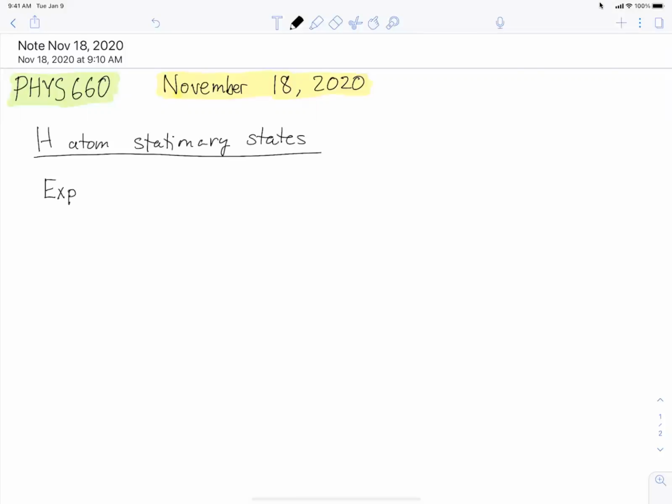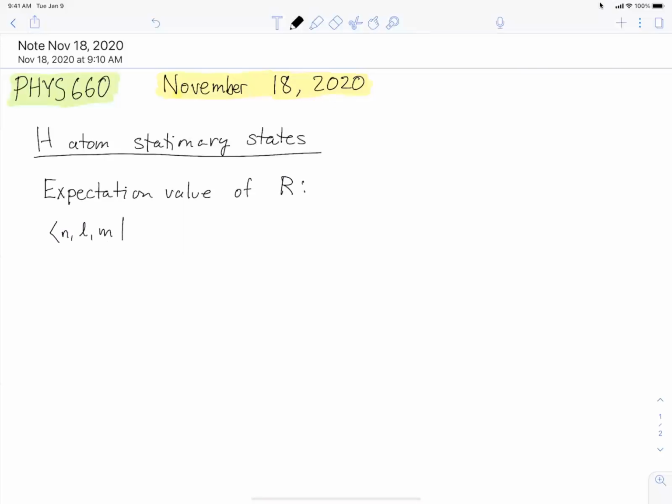Okay, and so we've been talking about hydrogen atom stationary states. And we'd worked out a lot of information about these stationary states in the last lecture, including the expectation value of the radial coordinate of the electron in an arbitrary state. And just to review, what we'd found was this.